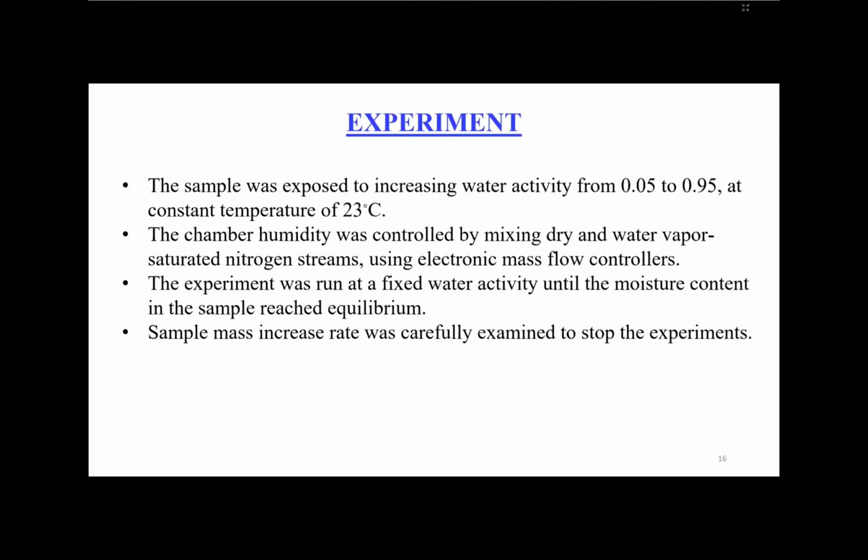Each sample was exposed to increasing water activity from 0.05 to 0.95 at a constant temperature of 23 degrees Celsius. The sample was maintained at each of these water activity levels until the moisture content in the sample reached equilibrium. The sample mass increase rate was carefully examined as a stopping criterion before moving to another activity level at each water activity step.